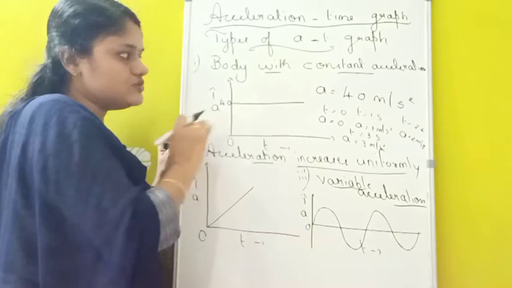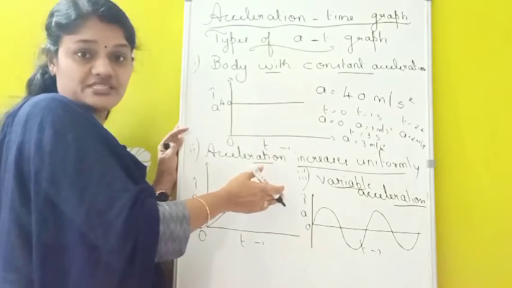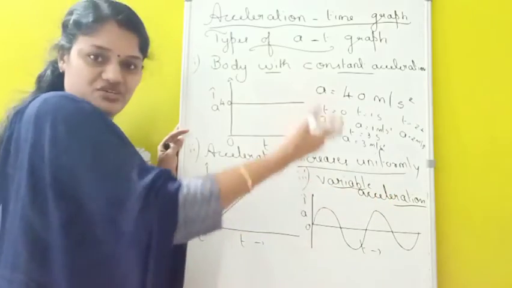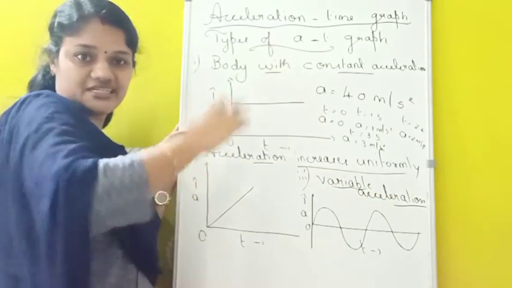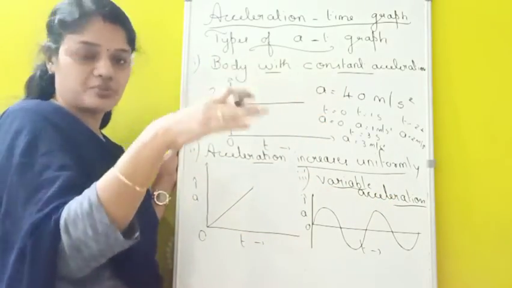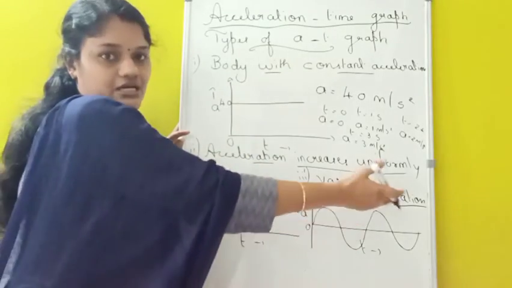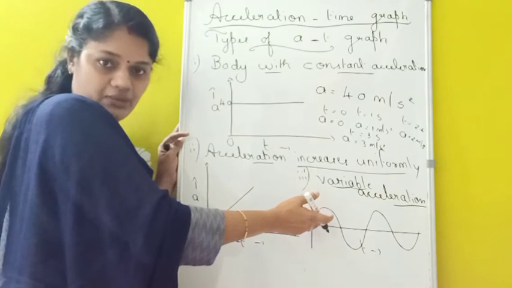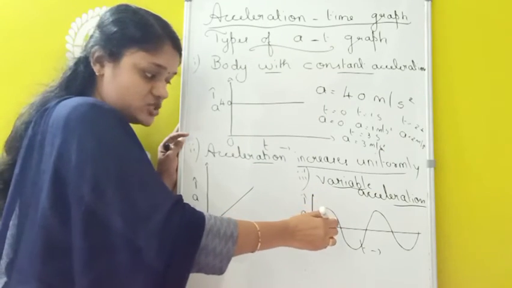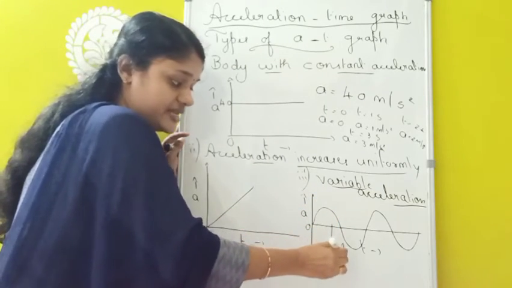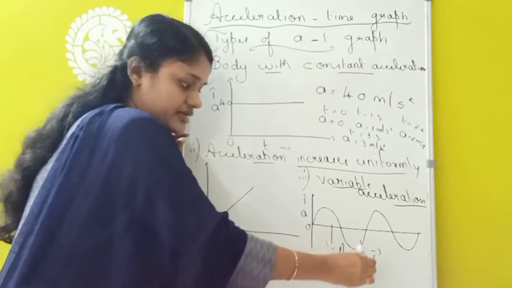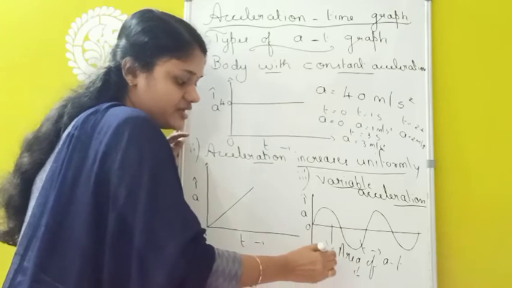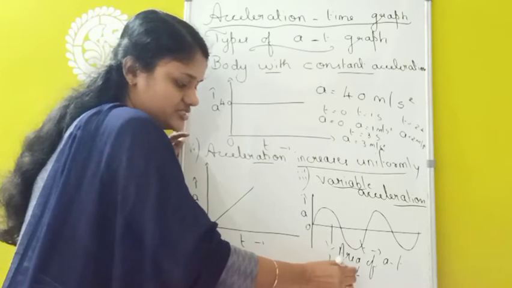Okay. Now third one, suppose the body is not moving uniformly. That means variable acceleration. The acceleration is increasing at different rates. It is not in a uniform rate. Then the graph will be a curve. And from this acceleration time graph, which quantity we can find out? We can find velocity. The area under this acceleration time graph will give which quantity? Velocity, or change in velocity.